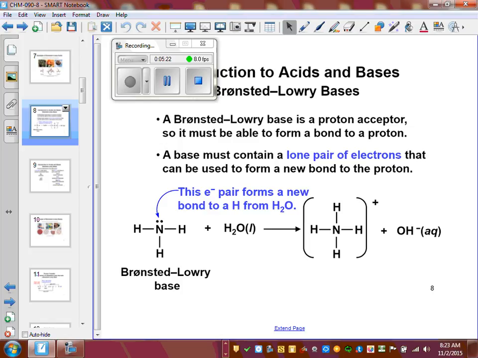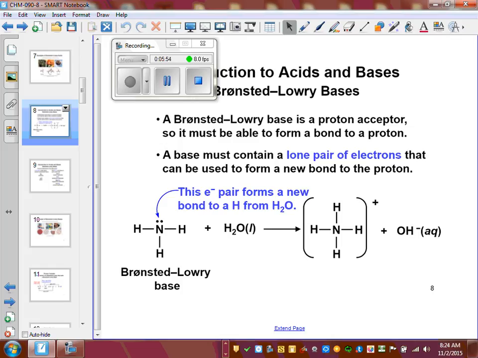So we said a Bronsted-Lowry base is a proton acceptor. It has to take an H+. So a base must contain a lone pair of electrons that can be used to form a new bond to the proton. So here we have ammonia. Remember, ammonia from when we did Lewis diagrams has this lone pair of electrons. If we put it in water, it will accept an H+ from the water to give us NH4+ plus OH-.